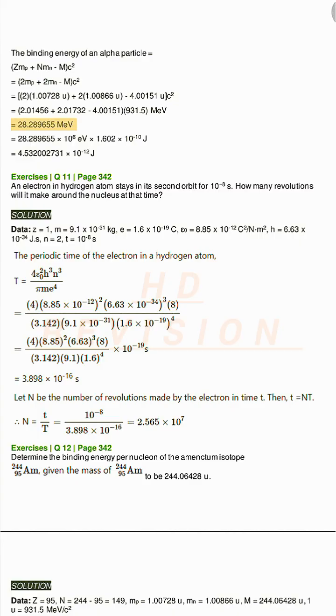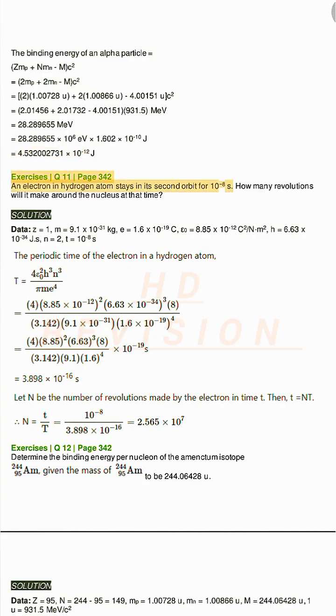Equals 28.289655 MeV. Equals 28.289655 times 10⁶ electron volts times 1.602 times 10⁻¹⁹ J, equals 4.532002731 times 10⁻¹² J.